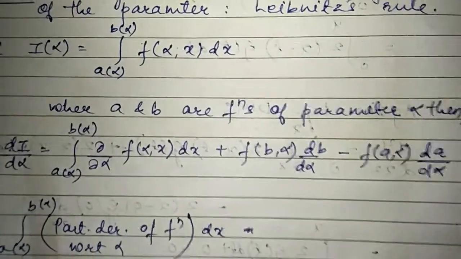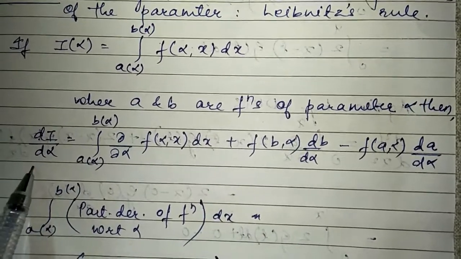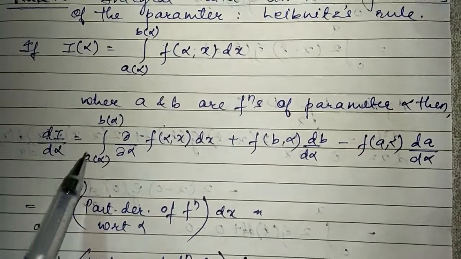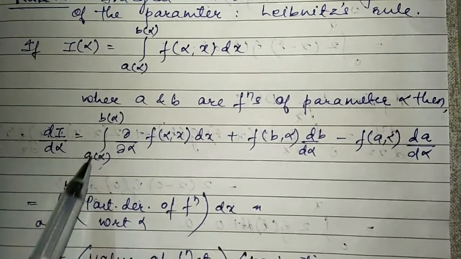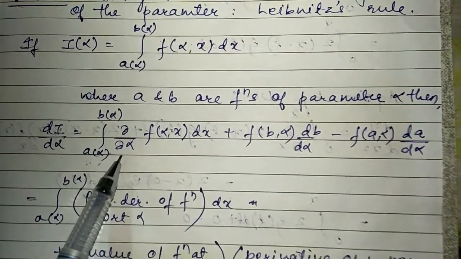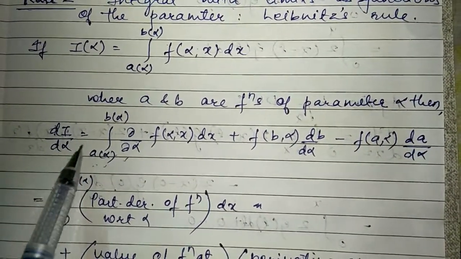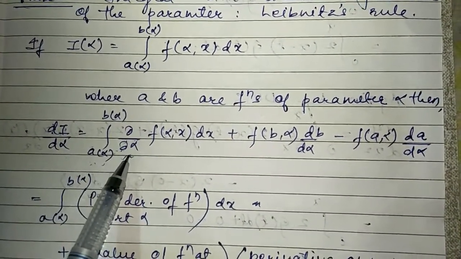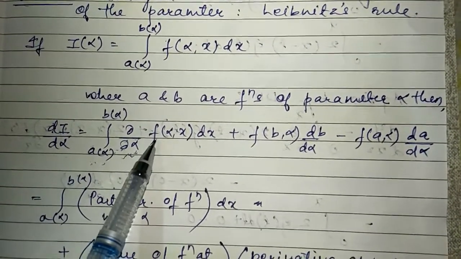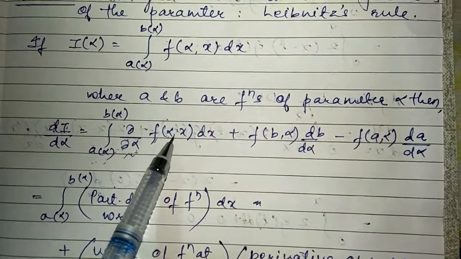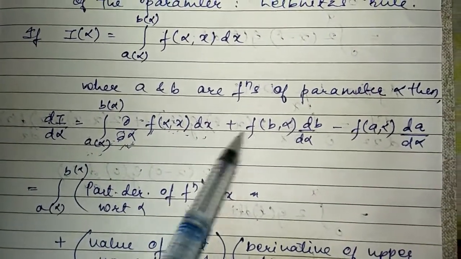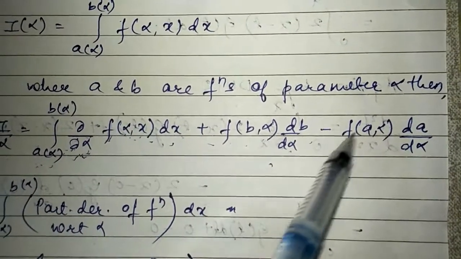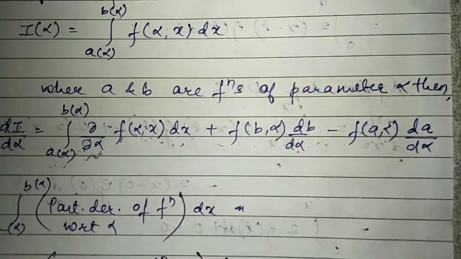This is I(alpha), the given integral. So dI by d alpha, that is we are differentiating the given integral with respect to the parameter alpha, is equal to the integral from A(alpha) to B(alpha), these are the limits, of the partial derivative, because when the differentiation sign is taken inside the integral sign it turns into a partial derivative, so we are differentiating partially with respect to the parameter alpha, of f(alpha, x) dx, plus f(alpha, b) into db by d alpha, minus f(alpha, a) into da by d alpha.